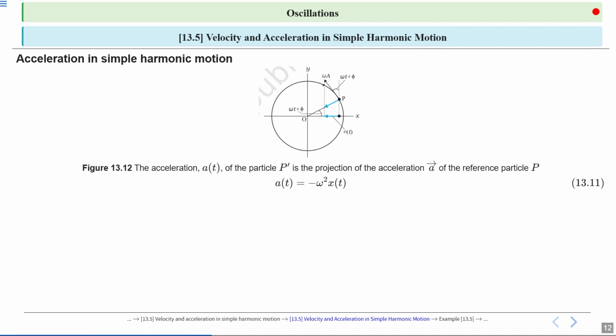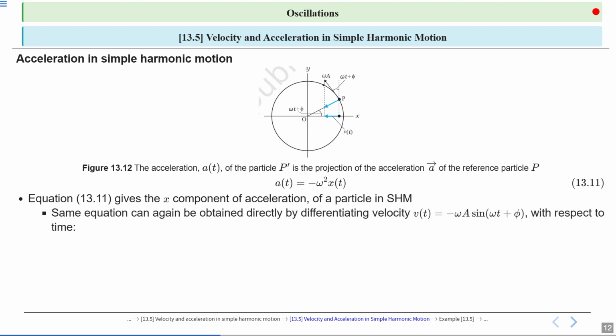The acceleration a(t) is always directed towards the center, and the value is given by a(t) is equal to minus omega squared x(t). So equation 13.11 gives the x component of acceleration of a particle in SHM.